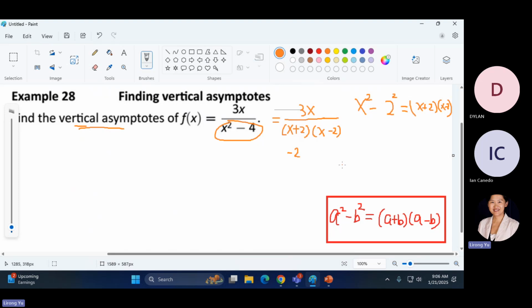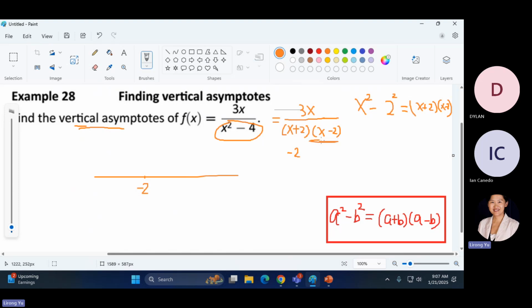If x equals negative 2, then the denominator equals 0, because this is going to be 0 times negative 4, which is 0. And the numerator is going to be 3 times negative 2, which is negative 6. So the entire thing will be negative 6 divided by 0, and that will be undefined. So negative 2 definitely is going to be a problem. On the number line, this is negative 2.